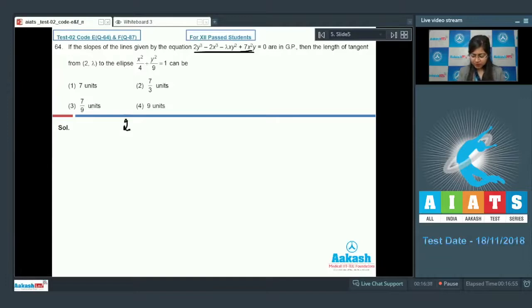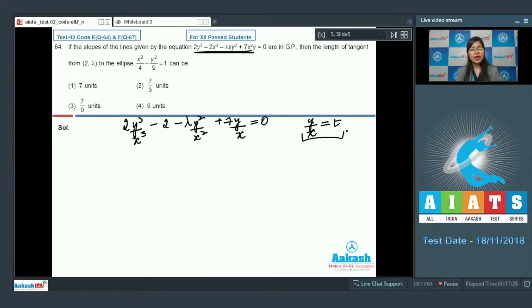We will get 2 times y cube upon x cube minus 2 minus lambda into y square upon x square plus 7 into y upon x is equal to 0. Now let us here put y upon x equal to t, right? That is the slope here we are assuming as t.